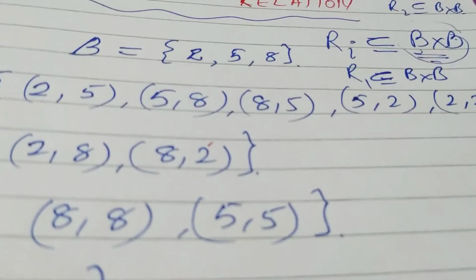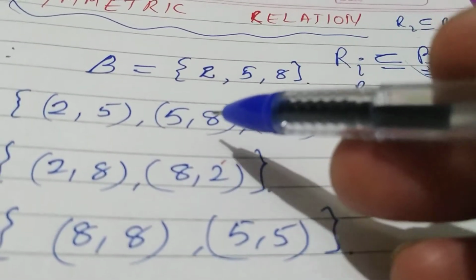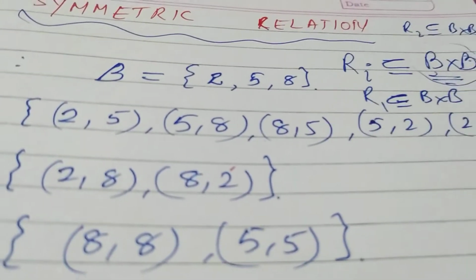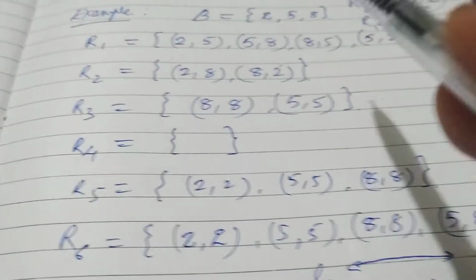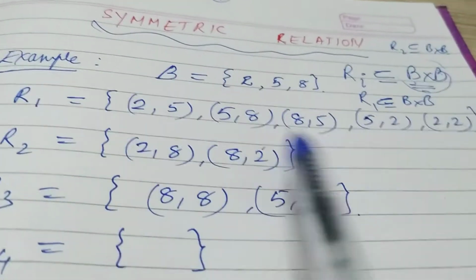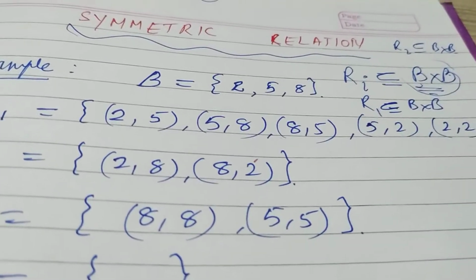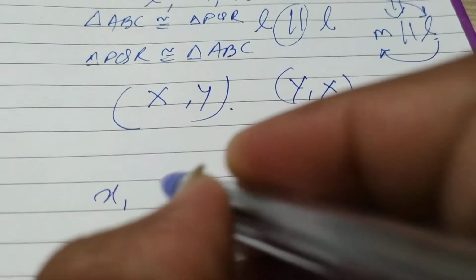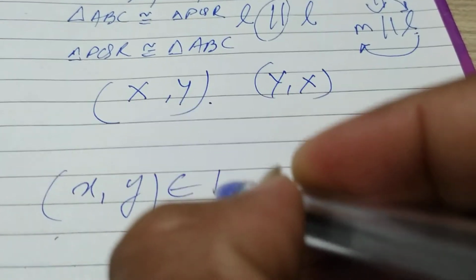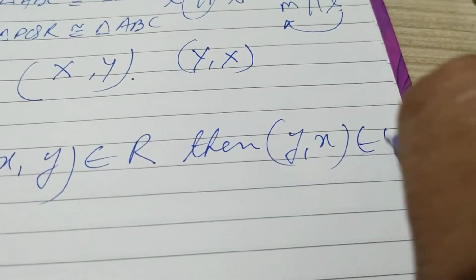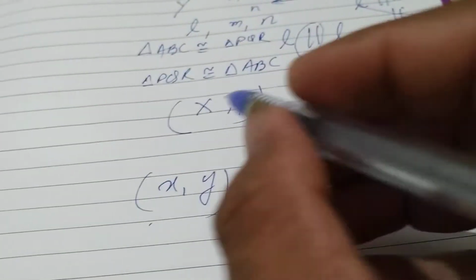So, you can have a formula based on that. I leave that formula up to you. Later on, we'll find it out. But for the time being, among all those relations defined on set B, I have taken up a few relations. Now, out of these relations, we have to find out which are symmetric and which are not. So, what is the definition of symmetric relation? It says that if x, y belongs to relation R, then y, x must belong to relation R.